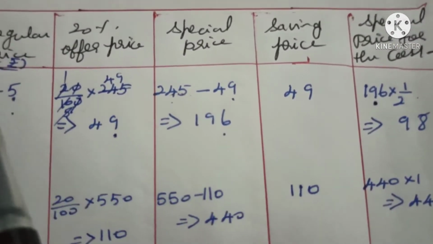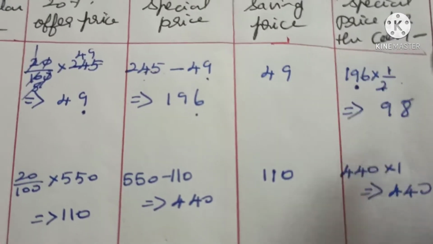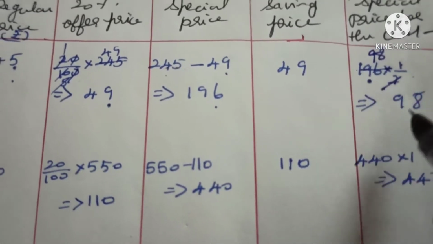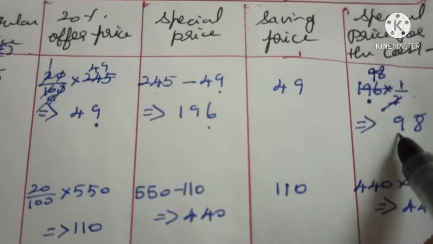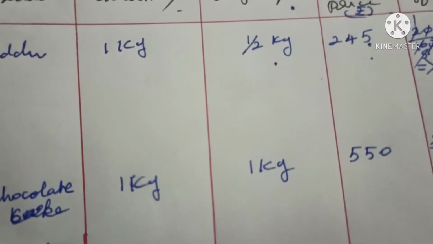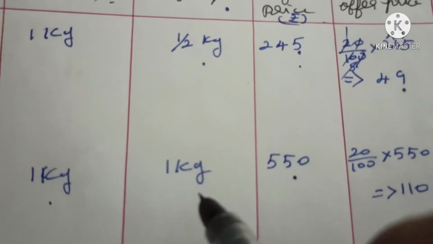We need only half kg of laddu. Therefore, into 1 by 2. So, if you cancel here, 98. So, half kg of laddu is equal to 98 rupees. Next one is chocolate cake. 1 kg of the cake is equal to 550 and we need 1 kg.